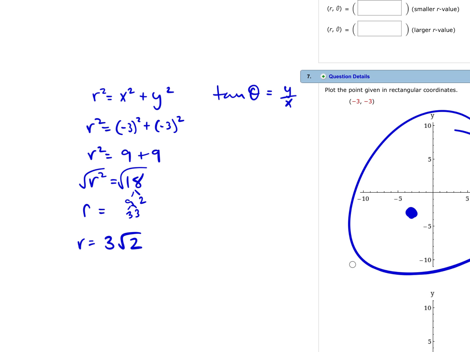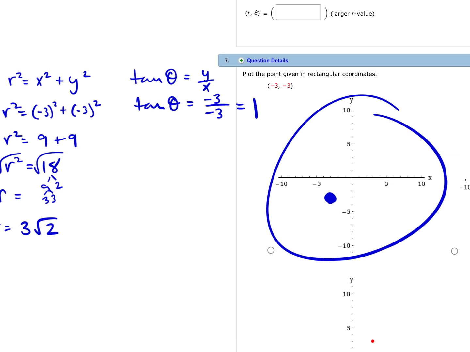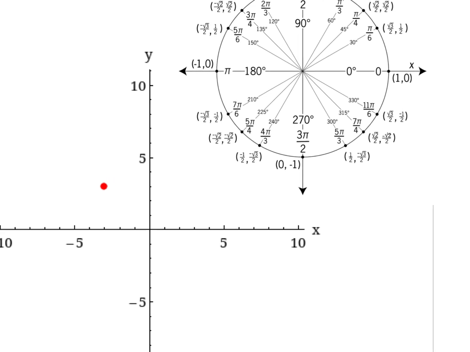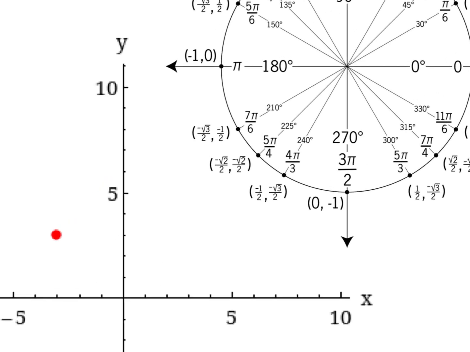Now let's find our theta. So tangent of theta equals -3 over -3, which would simplify to 1. So we want to find where on our unit circle we would get 1 when we do y over x. Looking at our graph of our rectangular point that we already plotted, it's in the 3rd quadrant, so that's where we need to look on our unit circle. So on our unit circle in the 3rd quadrant, which point would give us y over x is 1?